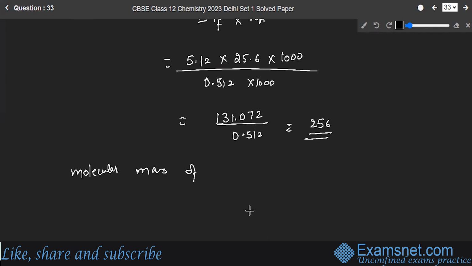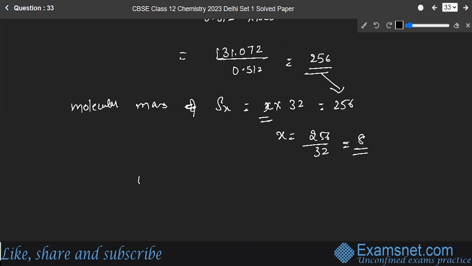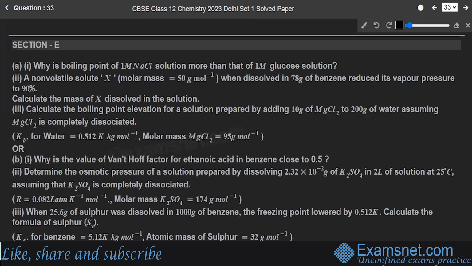Now the required molecular mass is given by x into 32. This is 256, right? So you have the number x as 256 divided by 32. So the formula for the sulfur in this case will be S8. Hope you got that. So this is the third part of the question. So we have done both A and B, whichever suits you, you can perform in the paper. Hope you got that. Next is question number 34.